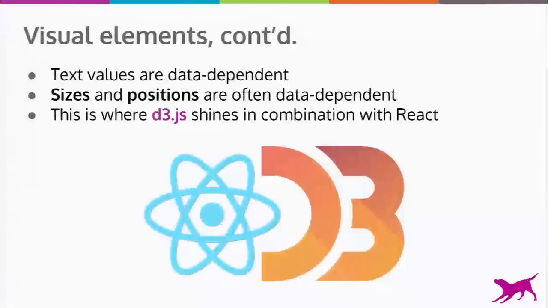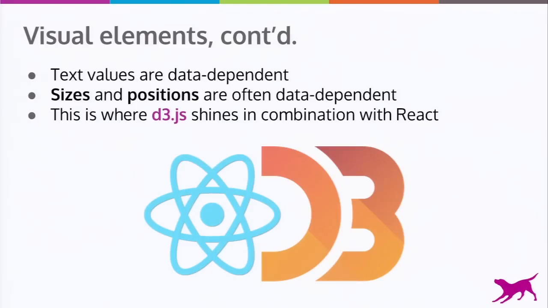So something is interesting about these visual elements that's a little different from most UI rendering you do in React. You'll notice text values are data dependent. That's pretty normal. You take some input as props, and it determines what text you're going to render. Here, the sizes and positions of the elements, and frequently colors and things like that also, are actually data dependent. And this is where D3 really shines in combination with React.